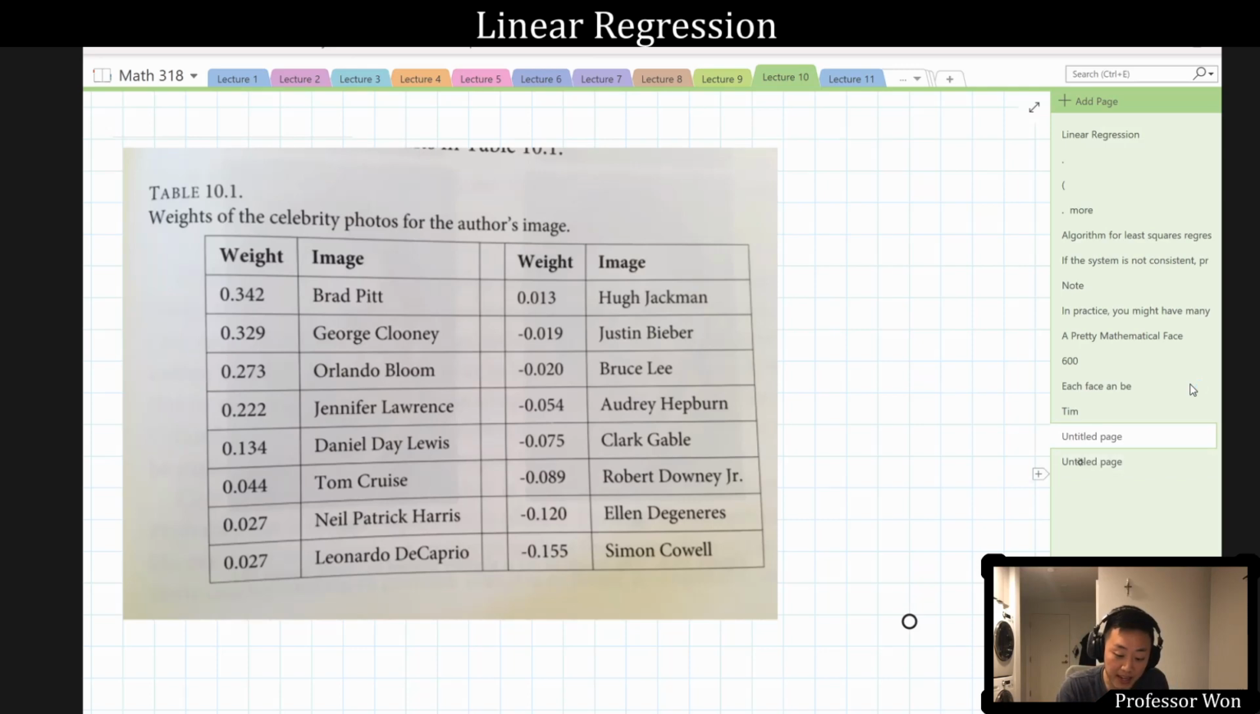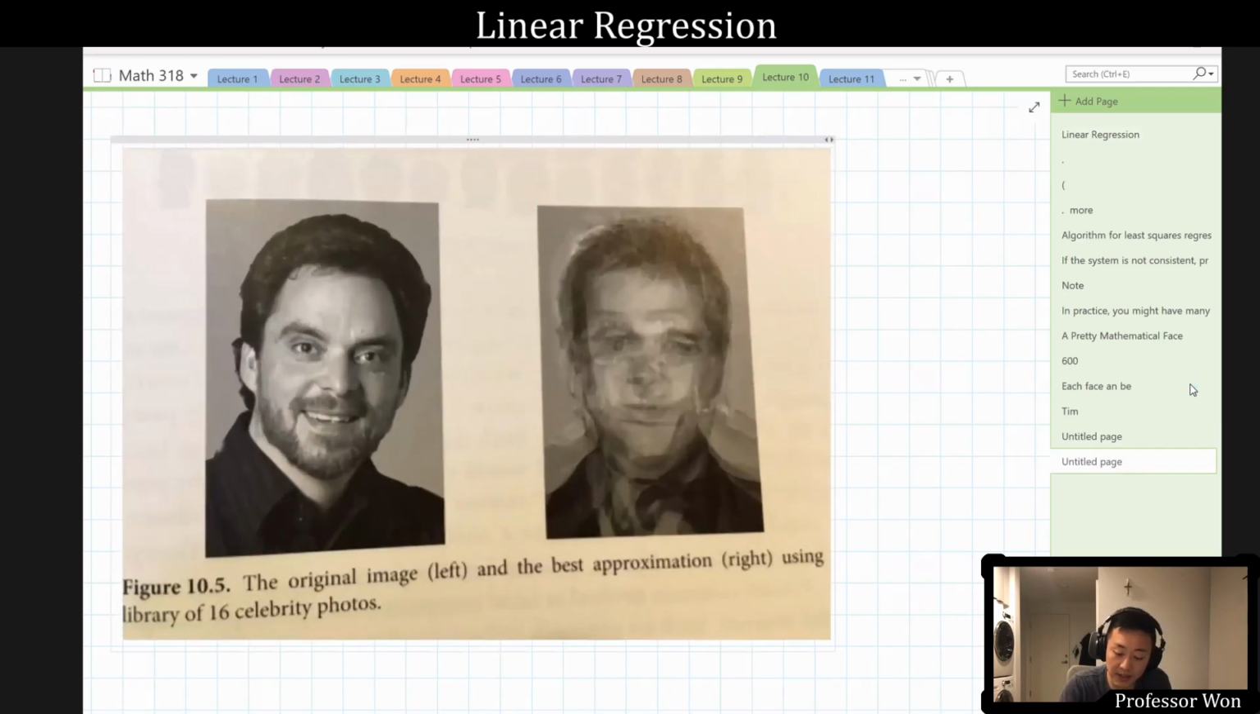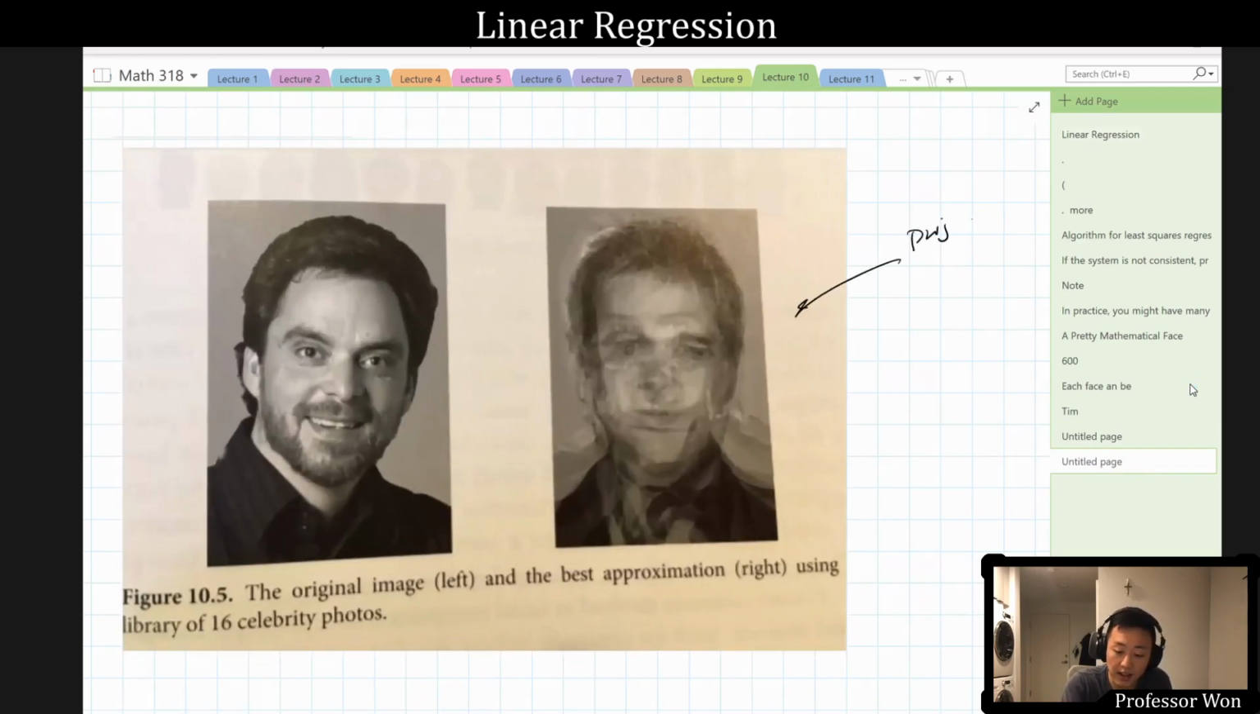And so you take these coefficients, and you can figure out what the approximate vector is by taking 0.342 times Brad, 0.329 times George Clooney, and adding them all up. And what you get is this image. This is the projection of Tim onto V. This is the best approximation of Tim's face as a linear combination of these 16 celebrity photos. Okay, and so you can go onto the Yale face database, according to Professor Thomas. You can Google this, and you can try this for yourself.